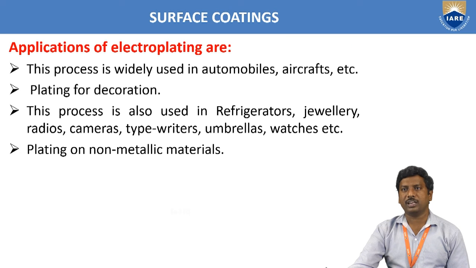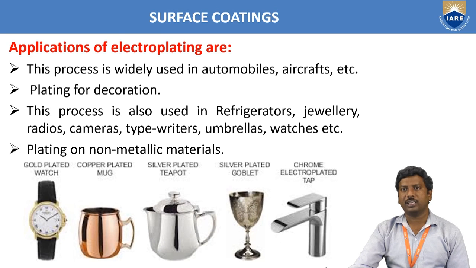Now we see what the applications of electroplating are. This process is widely used in automobiles, aircraft, and decorative plating, and is also used for refrigerators, jewelry, radios, cameras, typewriters, umbrellas, and watches. That includes plating of non-metallic materials. We see gold plated watches, copper plated mugs, silver plated teapots, silver plated goblets, and chrome electroplated taps. These are examples of the electroplating phenomenon.